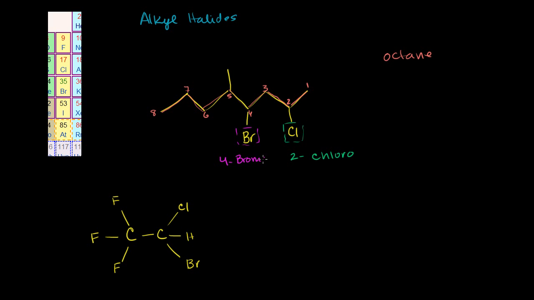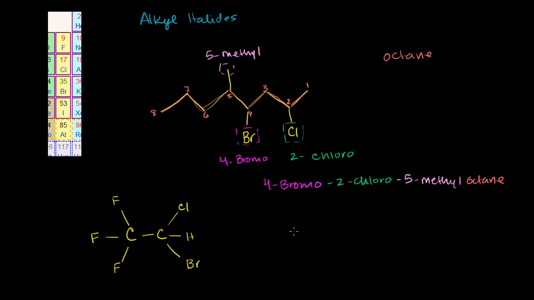And B comes before C, but we're not done yet because we don't have just halides here. We don't just have these halogens over here. We also have a methyl group. We have one carbon sitting over here, so we don't want to forget that. That right there is a 5-methyl. So when we write it all out, we do it in alphabetical order. B takes precedence, so this will be 4-bromo. Then the next thing we have is C. So 4-bromo, 2-chloro, 5-methyl octane.